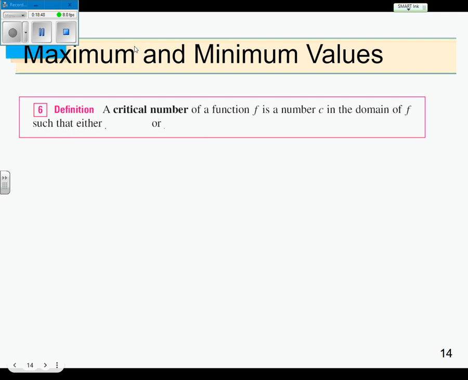Because actually what we're going to be doing is looking for critical numbers. If I'm looking to find max and min values, the best way to do that is to use something called a critical number. And a critical number is just a number c that is in the domain of f such that either f prime of c equals 0 or f prime of c does not exist. So just like on those last two examples I worked, I'm looking to see where the derivative is equal to 0 or the derivative does not exist.